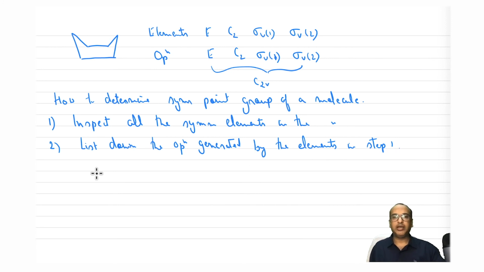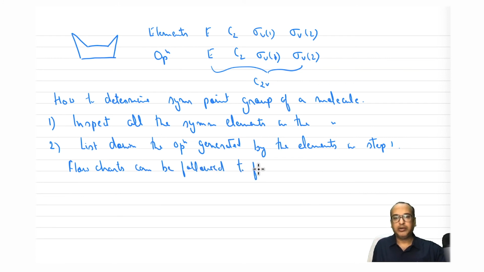Up to this we have seen how to do this, right? But this is not so easy, because in certain cases where the molecule is big and highly symmetric, the number of operations is huge, and sometimes we may miss one element or the other unless we really practice hard. So you'll find several books have flowcharts that can be followed to find the point group. We'll see how.